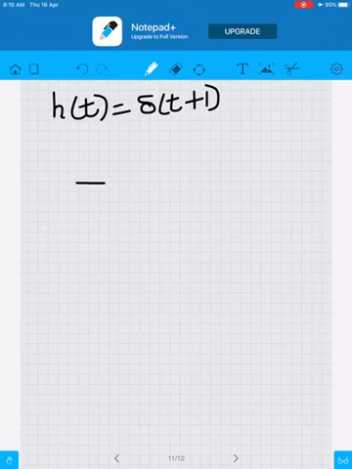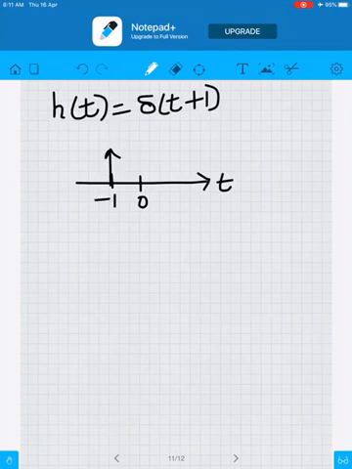Now if I draw the diagram for h of t, delta of t plus 1, it means delta of t shifted to the left by 1 time unit. So this is 0, this is minus 1, and the area under that function is 1. This is the representation of h of t. You can clearly see, is h of t in the form of c into delta of t? No, it is in the form of delta of t plus 1. Therefore, the given system is dynamic.